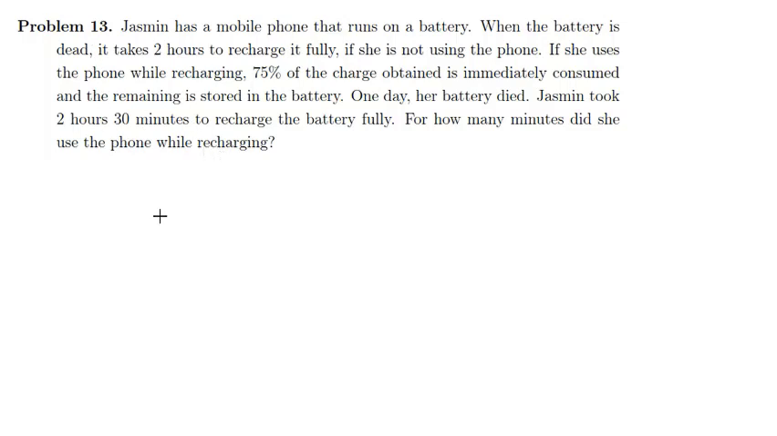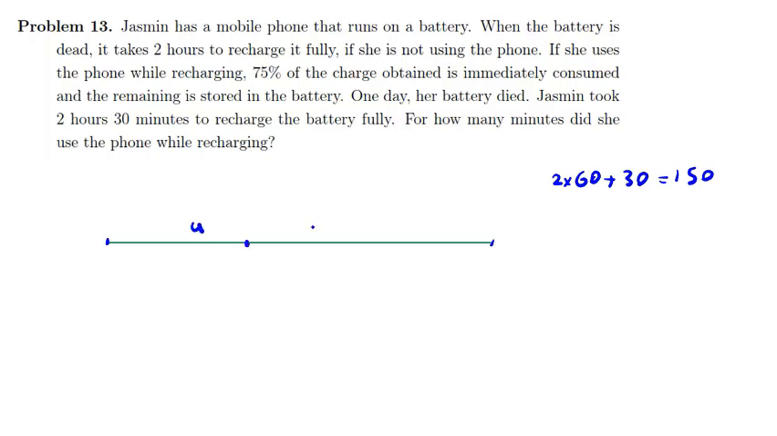So, if we consider the period, 2 hours and a half is how many minutes? 2 times 60 plus 30 is 150 minutes. So consider, for example, she used the phone for u minutes and the rest she doesn't use, 150 minus u. We know that in 2 hours it can charge the battery if you don't use it. So 100%, we want to see in each minute how much it charges: 100% over 120 minutes for each minute.